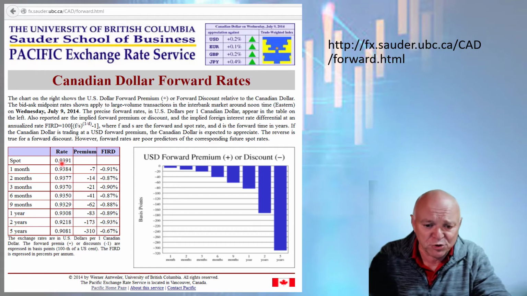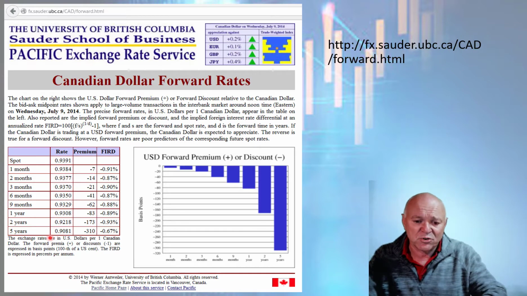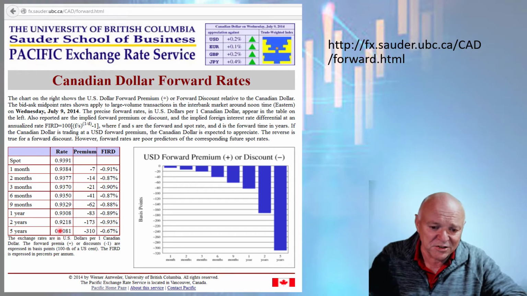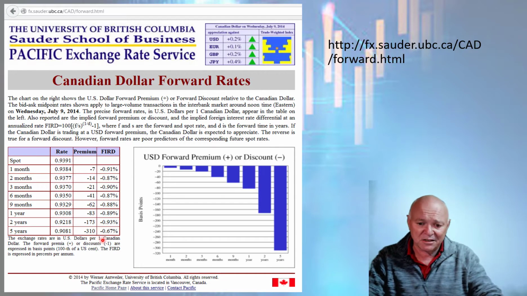And you can see a general trend here. If you want that Canadian dollar delivered in the future, it's going to cost you an awful lot less. So a US dollar would only cost 90.81 US cents in 5 years' time, according to these predictions, which is a 310 basis point difference between the original spot price and the 5-year price, or 0.67% over 5 years.